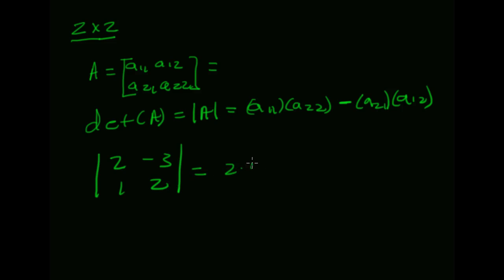is 2 times 4, sorry, that's not correct. I got ahead of myself there. It should be 2 times 2. There we go. Minus 1 times negative 3. That's a little better. Which is 4 plus 3, which is 7. And according to what we've said here, because this is 7 and 7 does not equal 0, we actually know that this matrix has an inverse.